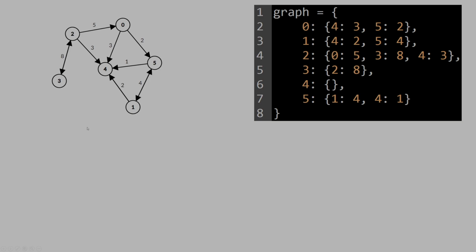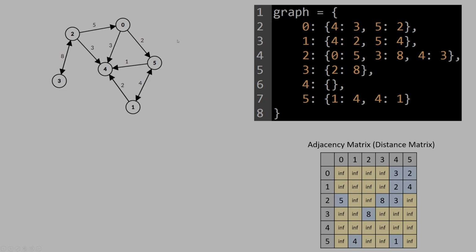And lastly, we combine both the directed and the weighted nature of the graph. So here we have, again, a dictionary of dictionaries. Here we have the adjacency or distance matrix.